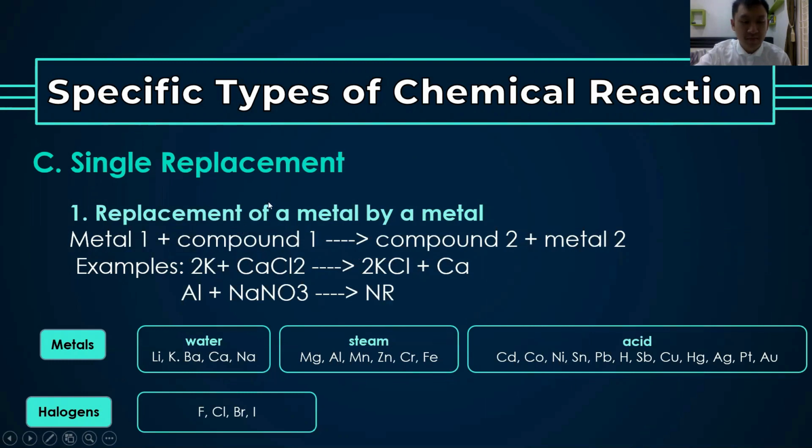Next is the single replacement. The specific types of single replacement, which is replacement of a metal by a metal. Metal 1 plus compound 1 yields compound 2 plus metal 2. Examples include 2K plus CaCl2 yields 2KCl plus Ca. Also, Al plus NaNO3 yields no reaction. Why? Because we need to observe whether the elements fall onto the metals or halogens.